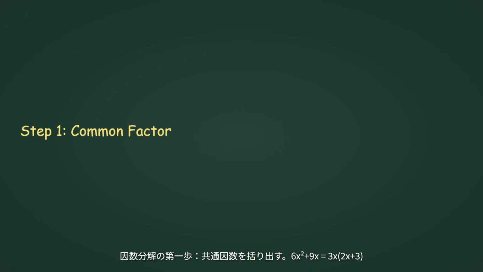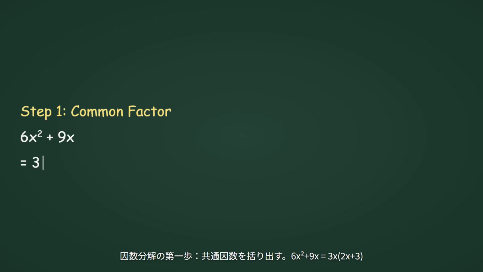Now let us move to factoring. Factoring is the reverse of expansion. The first step is always to look for a common factor. For example, given 6x squared plus 9x, both terms share a factor of 3x, so we write 3x times (2x plus 3). Always check for common factors before trying other methods.